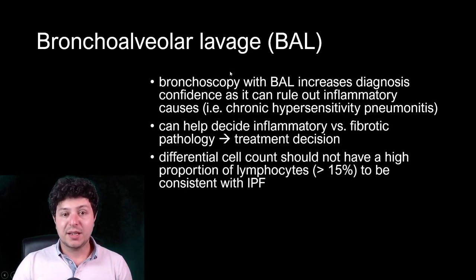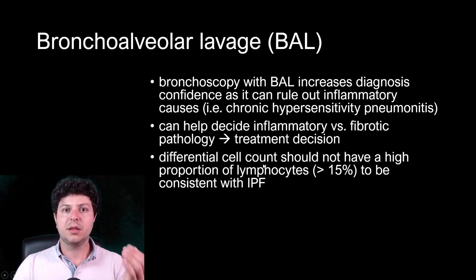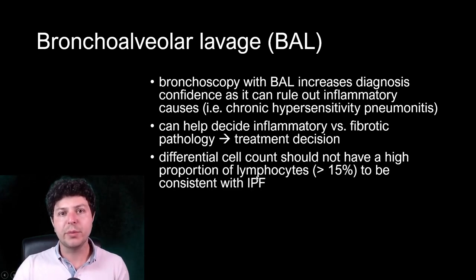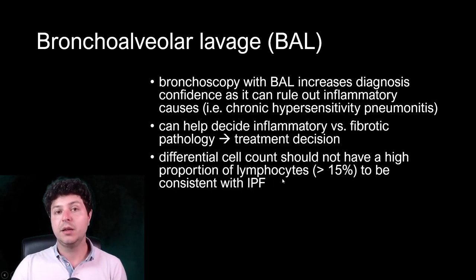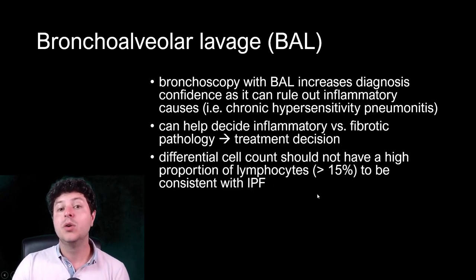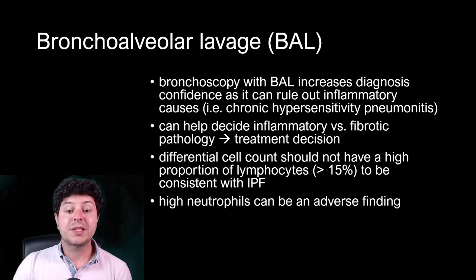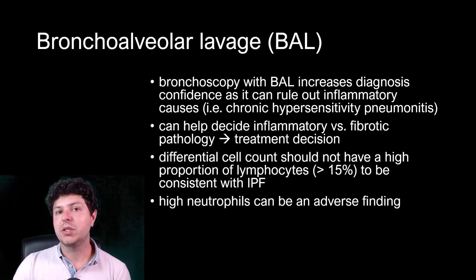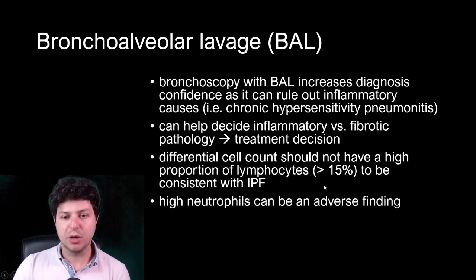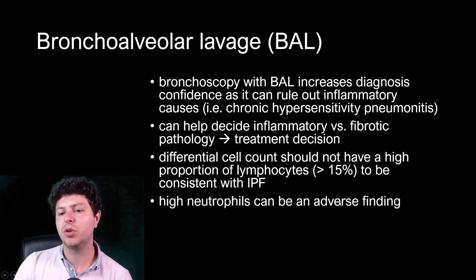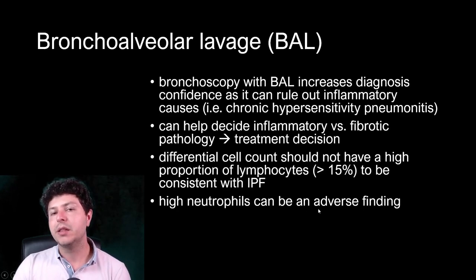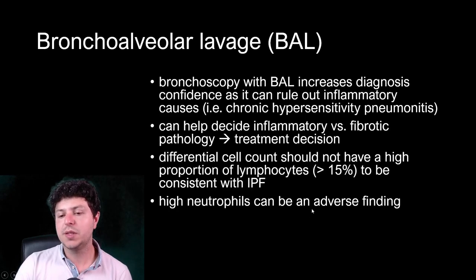The differential cell count that you do in the BAL fluid, that's really what is giving you the indication whether you have inflammation or not. So generally a high proportion of lymphocytes, over 15%, would not be consistent with idiopathic pulmonary fibrosis. You need to look for another cause. High neutrophils can be an adverse finding. So patients with IPF who may have, for example, low lymphocytes, everything is consistent, but their neutrophil count is a little bit high, they sometimes have a worse prognosis for some reason.